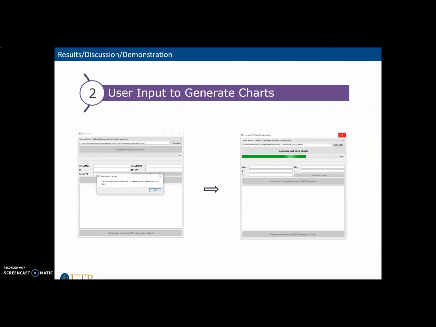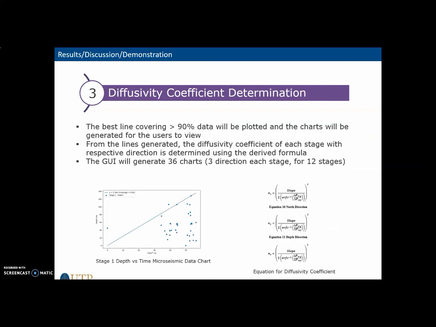After the user inputs microseismic data, by clicking the Load Data button, a successful loading message will appear and prompt the user to click the Generate and Save Charts button for the determination of the best line slopes to commence. This figure shows an example of the successfully generated line slope, for example, for stage 1 in the Z direction.